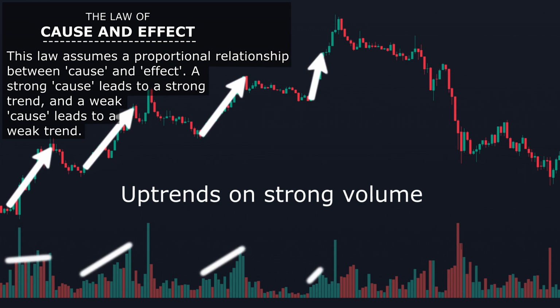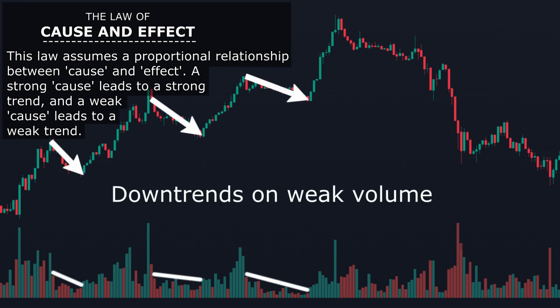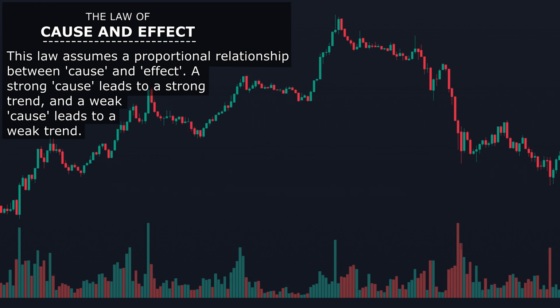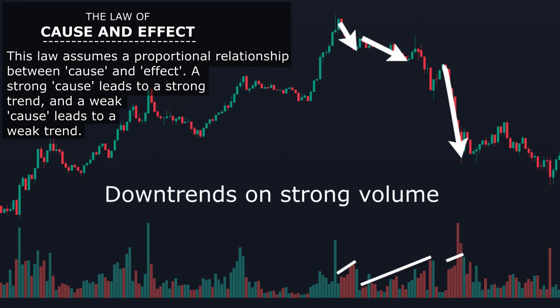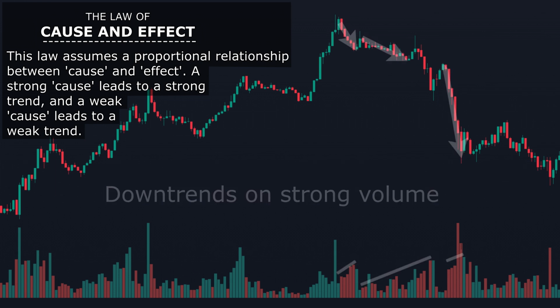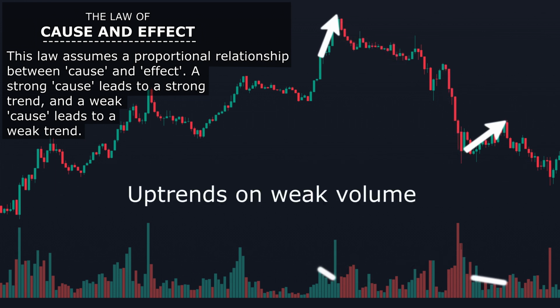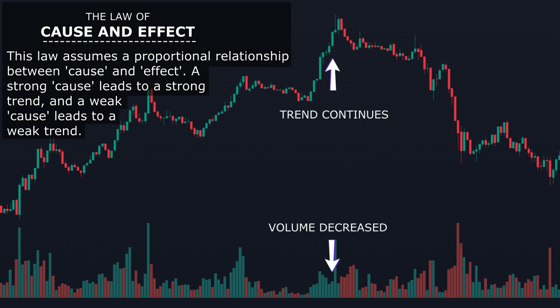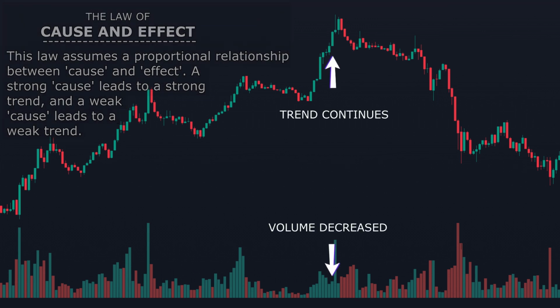Here are uptrends supported by strong volume. Here are downtrends on weak volume, showing volume does not support a downtrend. Here are downtrends supported by strong volume. Here are uptrends on weak volume, showing volume doesn't support an uptrend. Here we can see a significant difference between price and prior volume, hinting at a reversal.